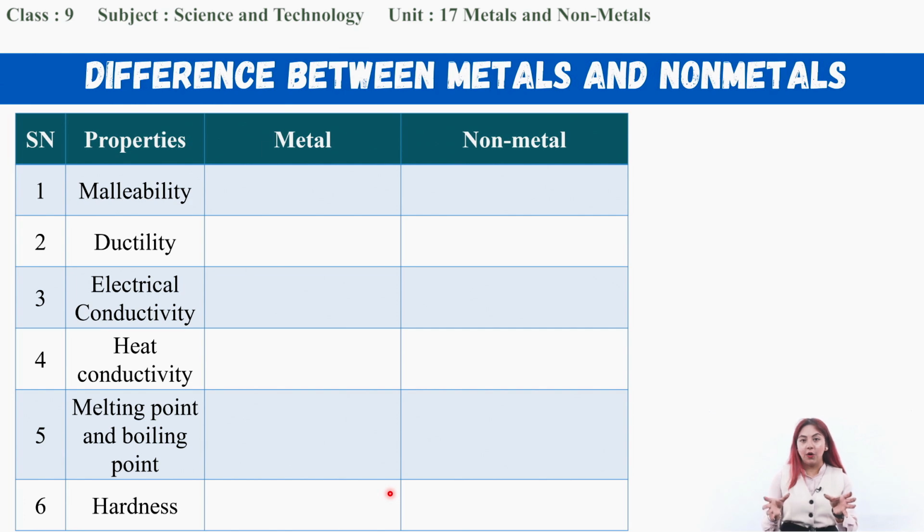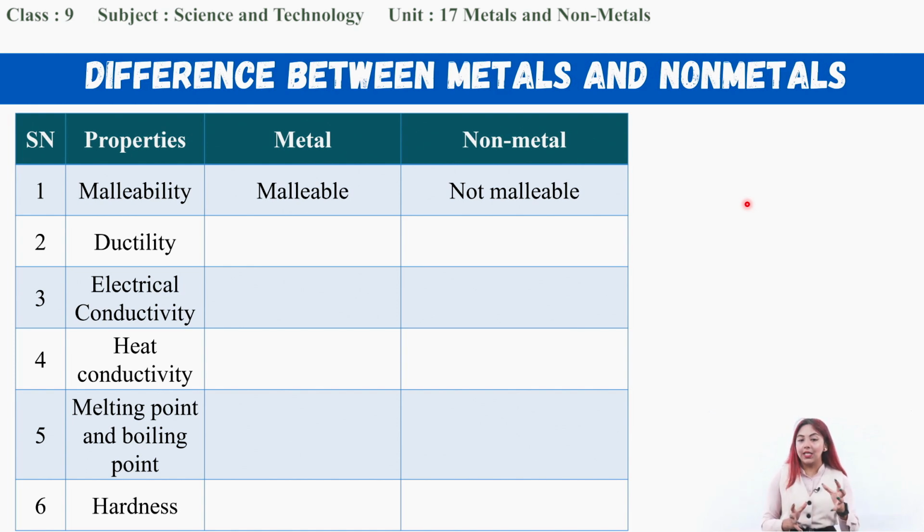Now let us recall all the properties we just studied recently and compare the properties of metals and non-metals. Now malleability. So which is malleable, metals or non-metals? Yes. Metals are malleable, whereas non-metals are usually non-malleable. We should always focus on the majority. We should not focus on the exceptions, but the majority. So most of the metals are malleable and most of the non-metals are non-malleable.